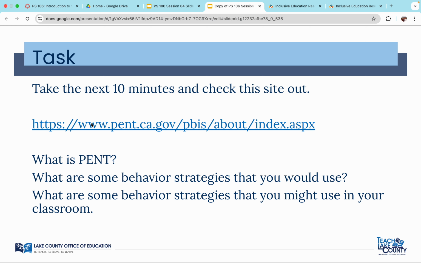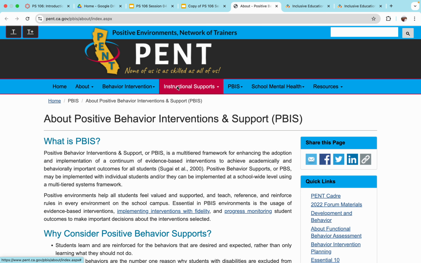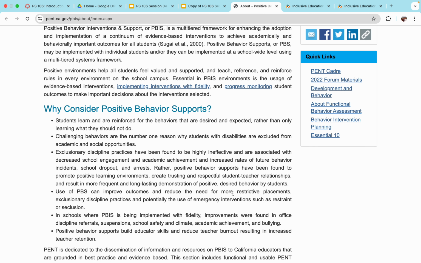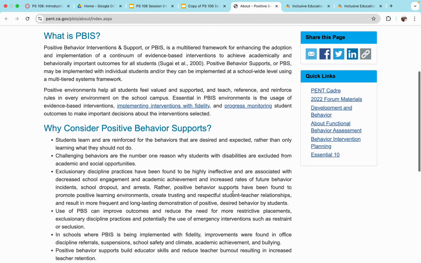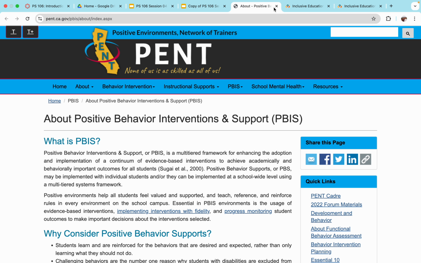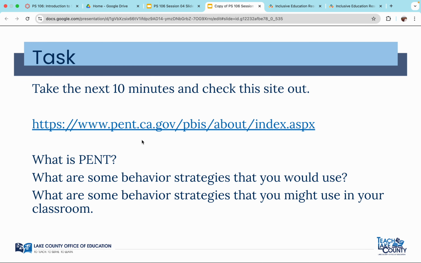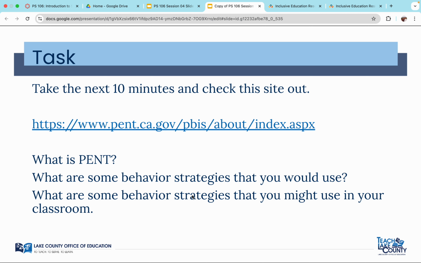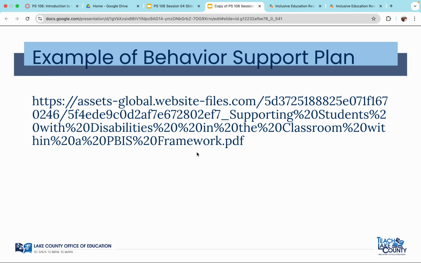We might not even get to this. This is a lot of stuff for this slide, but positive behavior intervention supports. This is a key piece. Talking about the kind of things you're going to do inside your classroom in order to make a positive classroom environment, more social emotional learning, if you will. And what is PENT? That was the website we just saw. PENT, Positive Environments Network of Trainers, talking about positive behavior interventions and supports to use inside of a classroom, behavior strategies that you could use, and so on.